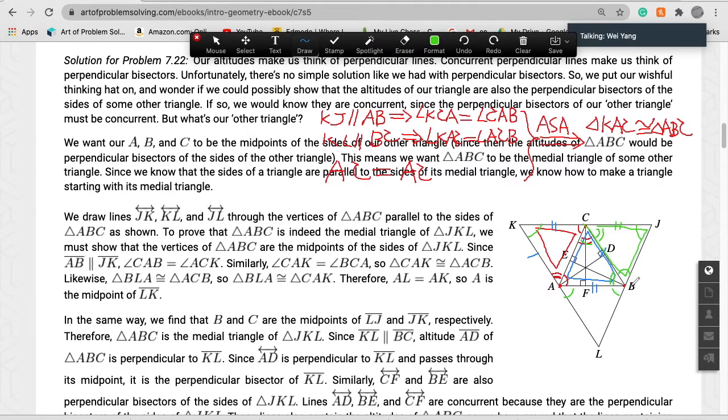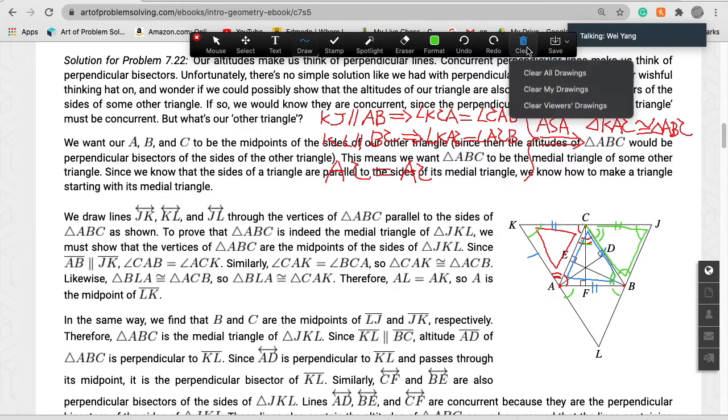Then this one over this one will equal this side over this side. We already got AB equals half of KJ. That means AB over KJ equals 1/2. That means KA over LK also equals 1/2. That means A is the middle point of KL, right?